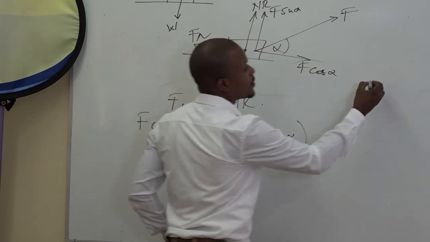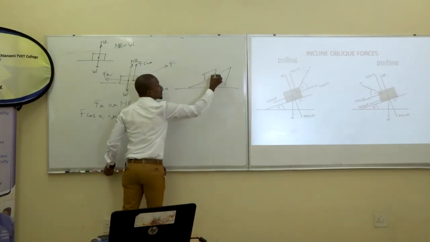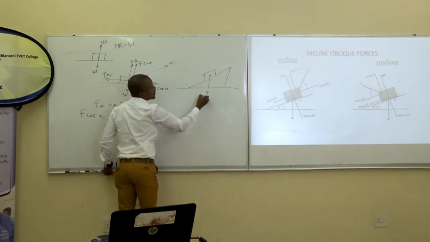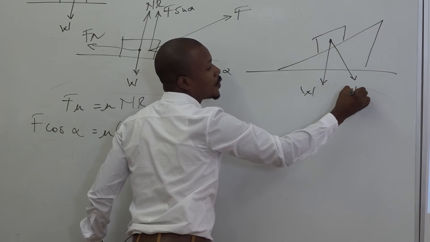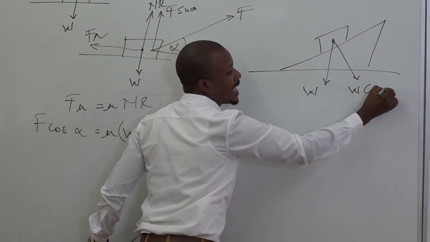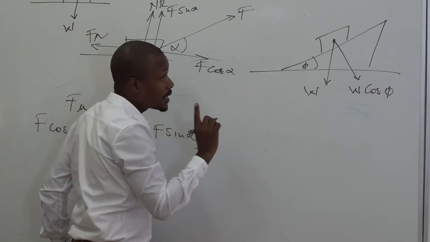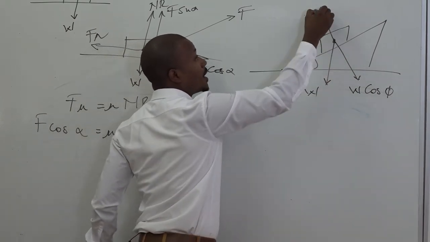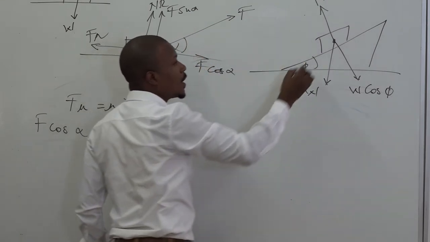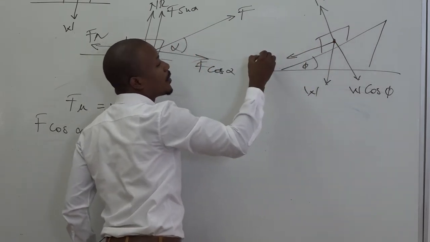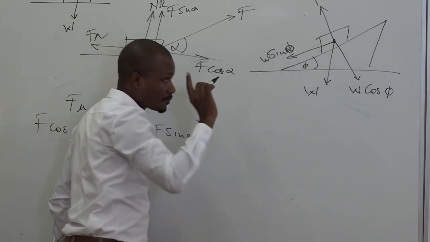Let me see if I can have space here. There, we have our object. We know the weight will always be vertically down, right? We have our weight component perpendicular to the inclined plane, theta. This is theta. This weight component perpendicular to the inclined plane is equal to what? The normal reaction. We said that we have a weight component parallel to the inclined plane.